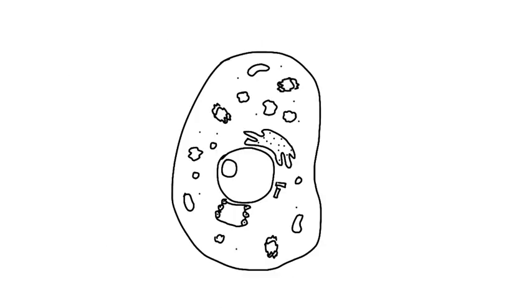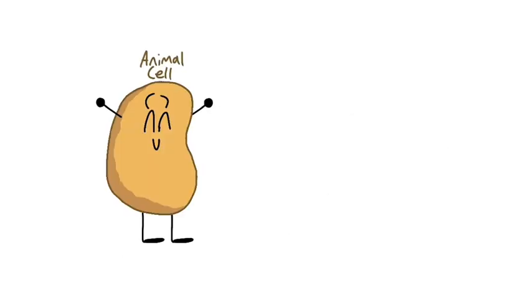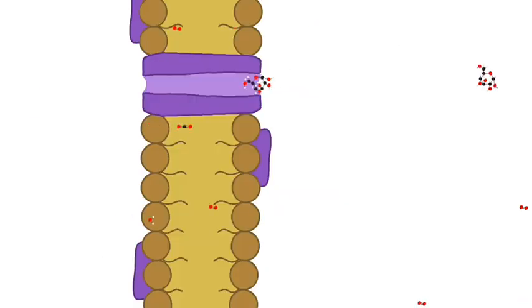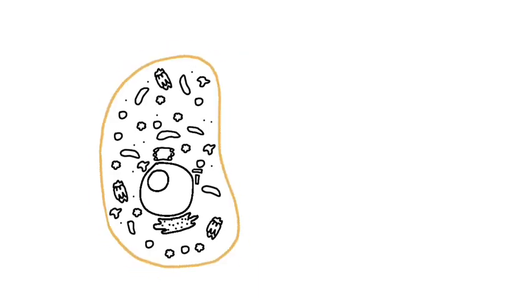Today we're going to go over all the parts of a cell. Each part is called an organelle. We're only going to be talking about animal cells though, to keep things simple. Let's start off with the outside of a cell. This is called the cell membrane. It controls what goes in and out of the cell, and it covers the outside of the whole cell.